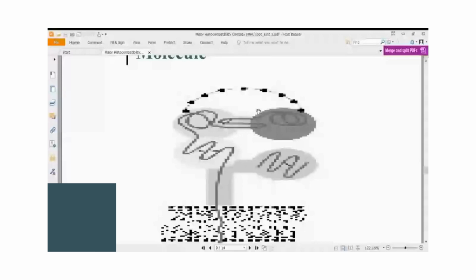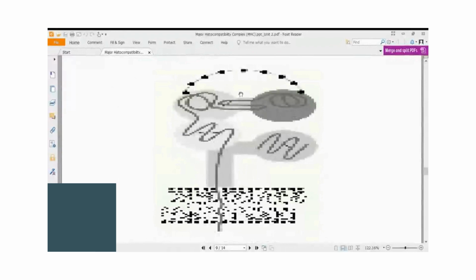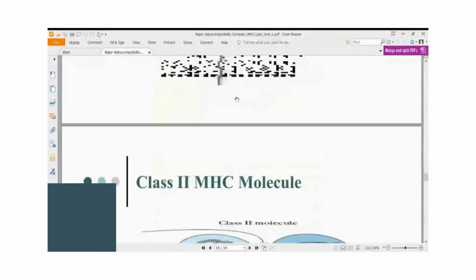So this class 1 MHC is easily recognized by the TC cell. Any strange peptide that is going to be presented here will make it a foreign peptide. It could be of intracellular pathogenic origin, or it could be the strange antigen that is produced by the cancer cell that stimulates the TC cell to carry out its activity of cytotoxicity or killing.